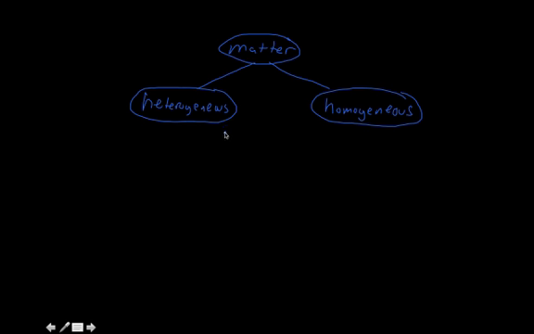Now before you can make this decision, we do have to know what each of these terms means. So let's start with a definition of heterogeneous. Heterogeneous matter is any sample that is made of two or more ingredients that can be combined but remain distinct from one another.